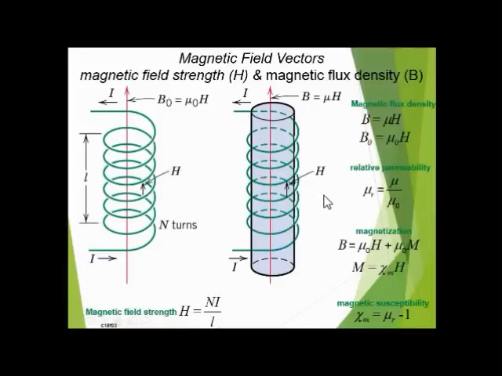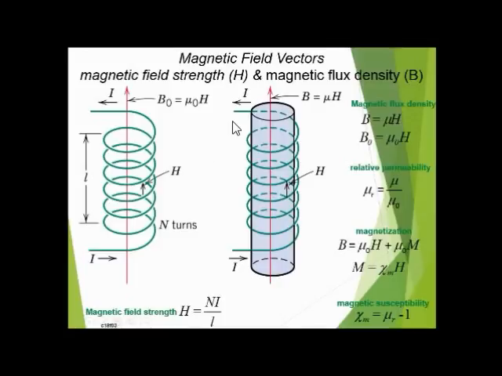Now mu r is the relative permeability, which equals mu divided by the absolute permeability mu0. Now on the part of magnetization, we have B equals mu0 into H plus mu0 into M, and M is given as chi m into H. This chi m is the magnetic susceptibility, and it has a different formula: relative permeability minus 1.